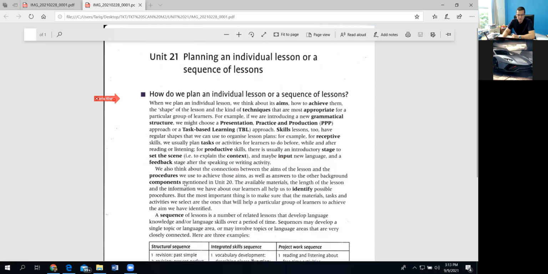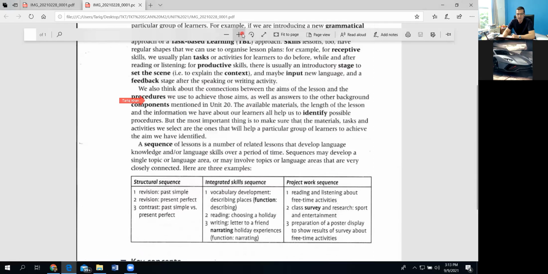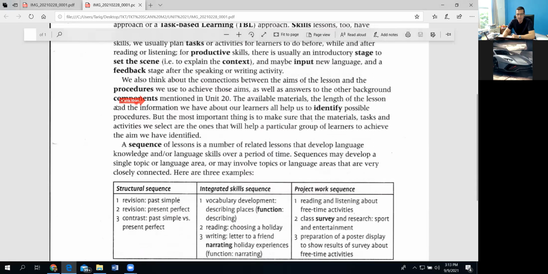So second paragraph, we also think about the connection between the aims of the lesson and the procedure. In a lesson, the aim is what you are supposed to teach. So the aim of the lesson should be very clear. You are teaching present simple tense, okay? You are teaching passive voice, or you are teaching nouns and adjectives. What are you teaching? What you want them to learn in it, that's the aim.